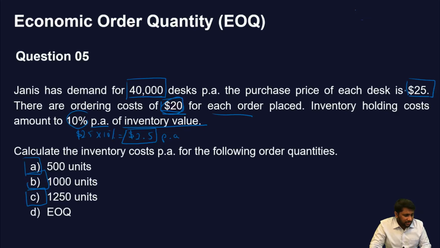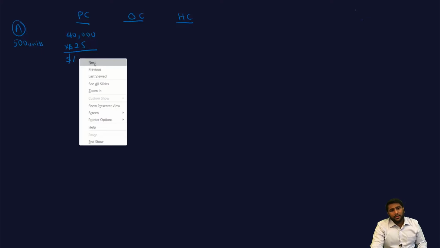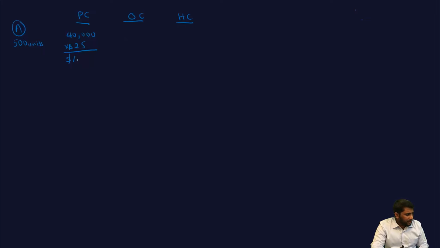What's the purchase cost of each unit? It is $25, okay. So what's the total purchasing cost? It is 1 million. Total purchasing cost is how much? 1 million, okay. How much is going to be your ordering cost?